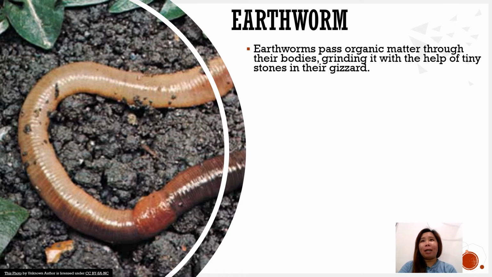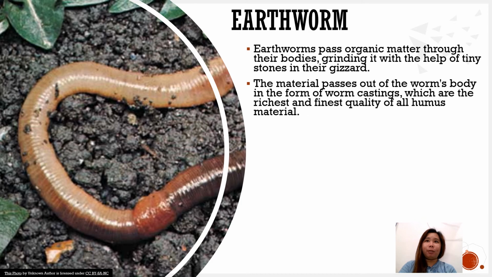Earthworms pass organic matter through their bodies, grinding it with the help of tiny stones in their gizzard. The material passes out of the worm's body in the form of worm castings, which are the richest and finest quality of all humus material. That is why we have what we call vermicomposting.